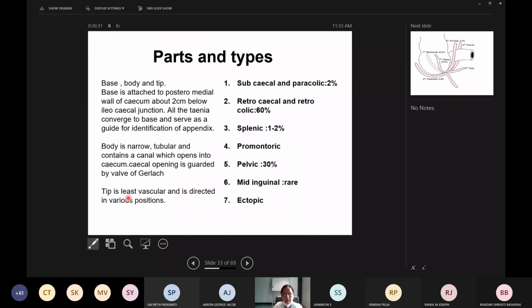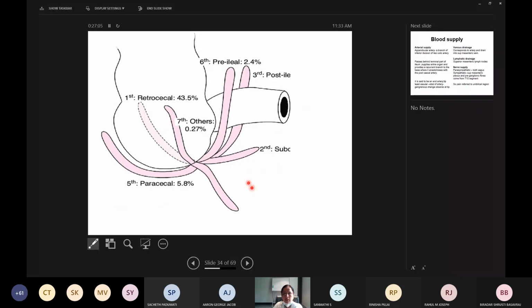Then you have the tip. This tip is the least vascular part of the appendix and it has various positions. Depending upon that, there are various classifications. Something called subcecal and paracolic, in 2% of individuals. Most common is the retrocecal and retrocolic, seen in 60% of individuals. Next is the pelvic type, around 30%. More rare ones are the promontoric, mid-inguinal and the ectopic. So these are the various positions of the tip of the appendix.